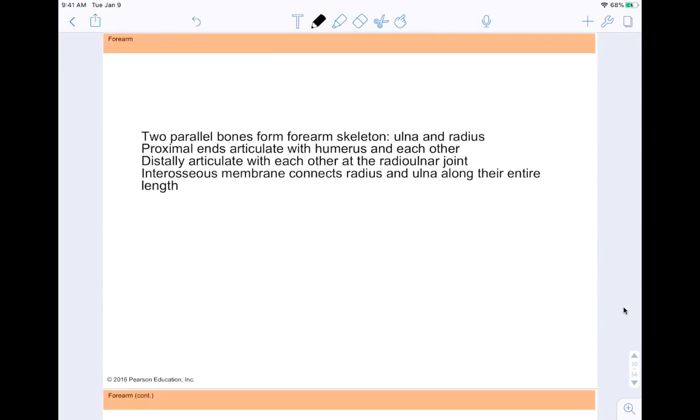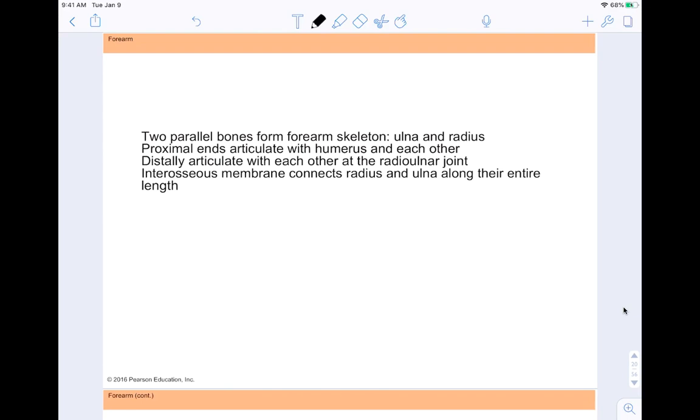So the forearm. Moving down, we're now going to be talking about the region of your arm between the elbow and your wrist. Before, we were talking about the humerus. The humerus is between your shoulder and your elbow. It's going to be the proximal region of your arm. We're going distally here, so we're going to move from the elbow to your wrist.